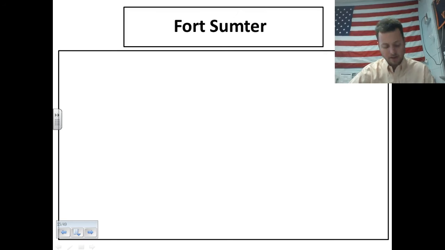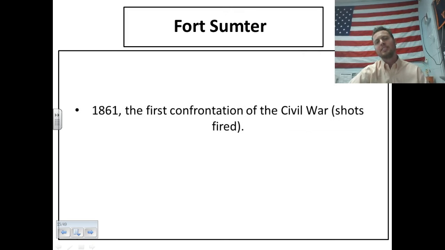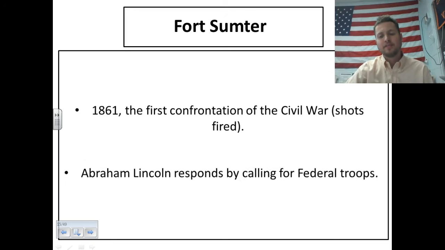Fort Sumter. Fort Sumter's in Charleston, South Carolina. It was in 1861. It was the first confrontation of the Civil War, a clash of forces. It's the first shots fired, because the Confederates fired on Fort Sumter. It's not the first battle. The first big battle was Bull Run, or the first Battle of Manassas.